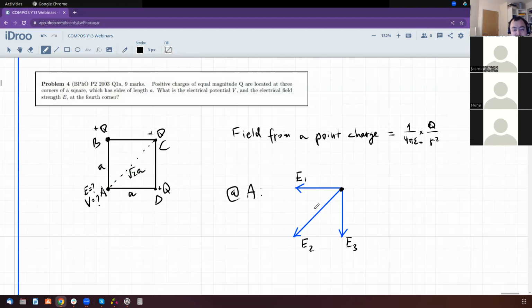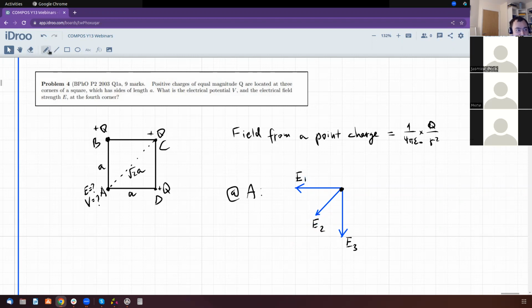The mistake is that this field has to be weaker, like this. This would be the correct diagram. Okay, so these are stronger fields. This is a weaker field.